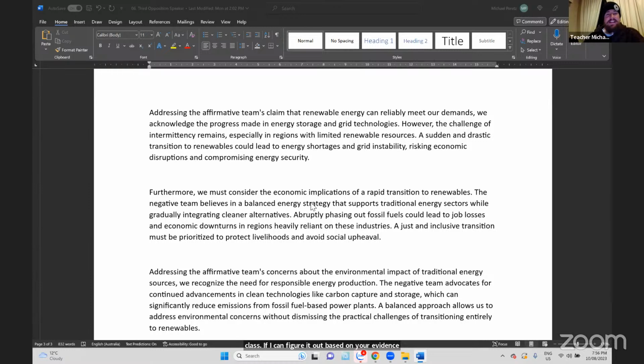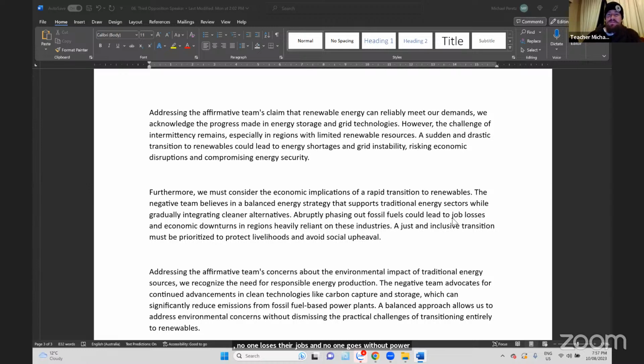So we're now attacking their whole argument here, because what was their initial argument? Their initial argument was we need to change to renewable energy immediately and entirely. So now we're saying that a quick transition to renewables can have some economic implications. So the negative team believes in a balanced energy strategy that supports traditional energy sectors while gradually integrating cleaner alternatives. Again, we're restating that we agree we need renewable energy, but we need to do it in a smart way. Take our time and transition slowly, so nobody's put out, no one loses their jobs, and no one goes without power.